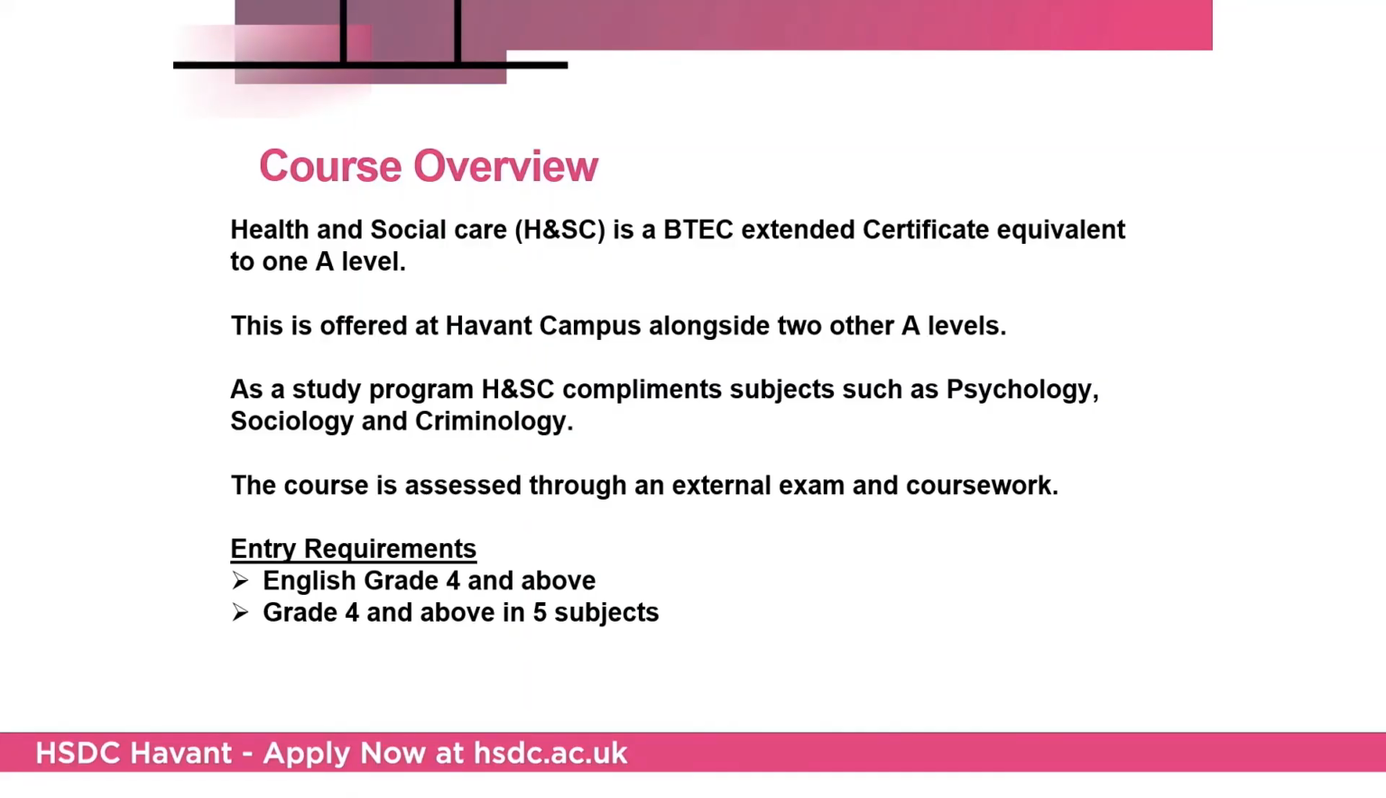To give you a brief overview about the qualification, it's a BTEC extended certificate, which is equivalent to 1 A level. So you can do this alongside 2 other A levels on the Havant Campus. You can pretty much do any subject with it, but the subjects that complement it are psychology, sociology or criminology. The course is assessed 50-50, via coursework and 2 externally assessed exams. With entry requirements, we're looking for English grade 4 and above, and then included with the 5 subjects at grade 4 and above.